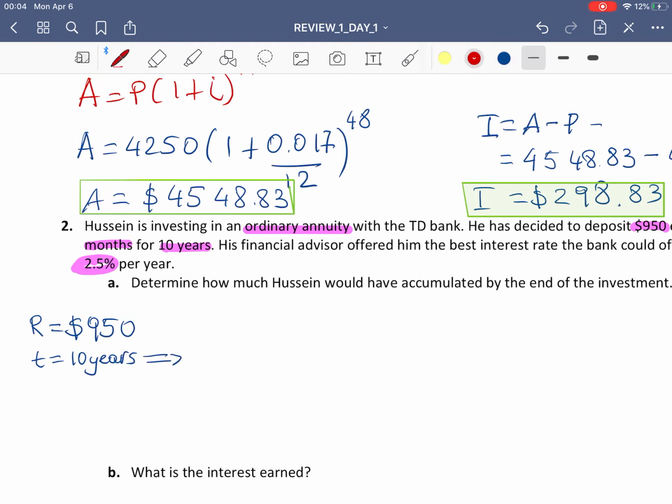With a frequency every 3 months, that means quarterly, which means he will make deposits 4 times a year, so every quarter of the year for 10 years. So in total he will make 40 deposits.